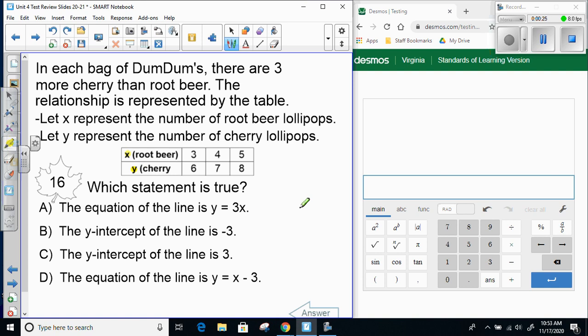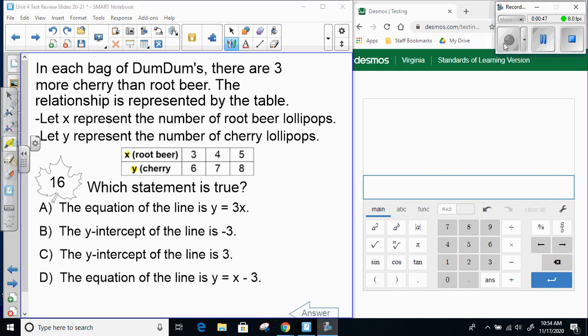Which statement is true? A, the equation of the line is y equals 3x, which means 3 times x. B, the y-intercept of the line is minus 3 or negative 3. C, the y-intercept of the line is 3. Or D, the equation of the line is y equals x minus 3.